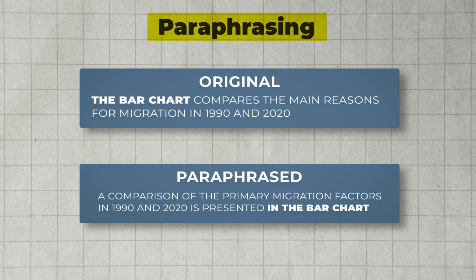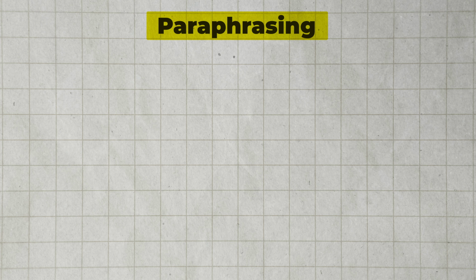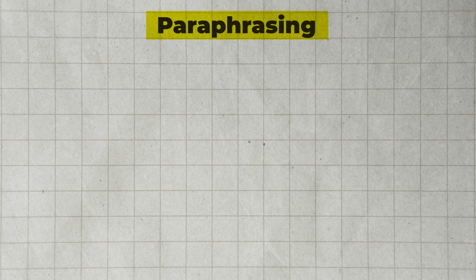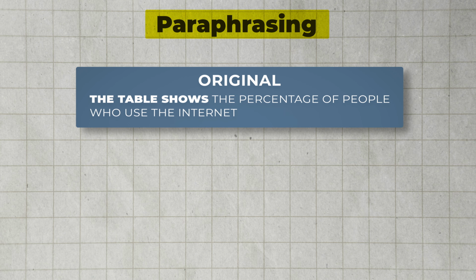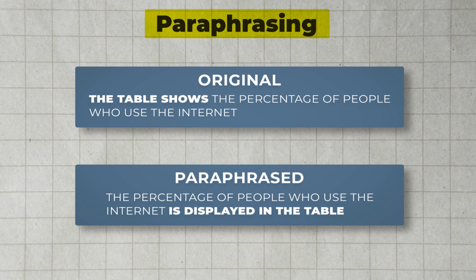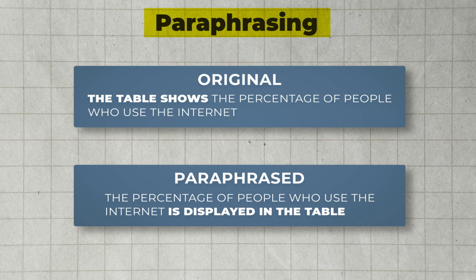And the last popular technique is changing active voice to passive voice. For example, the table shows the percentage of people who use the internet. The percentage of people who use the internet is displayed in a table.